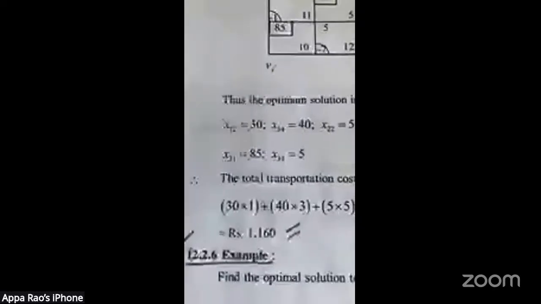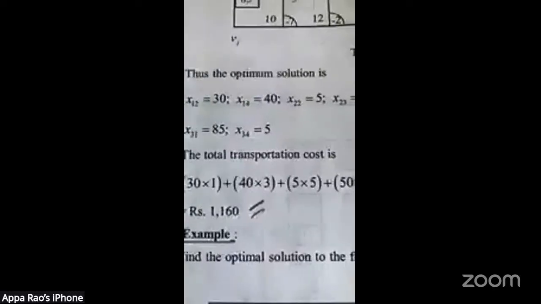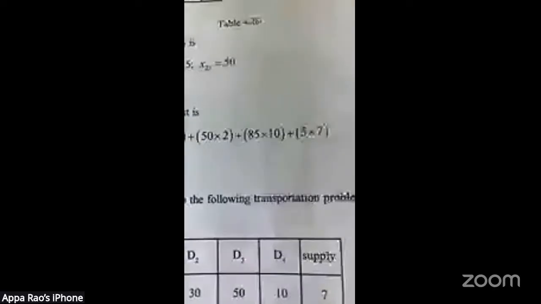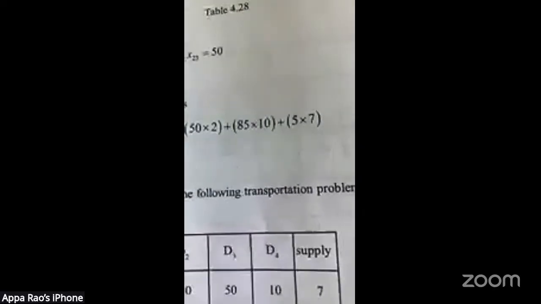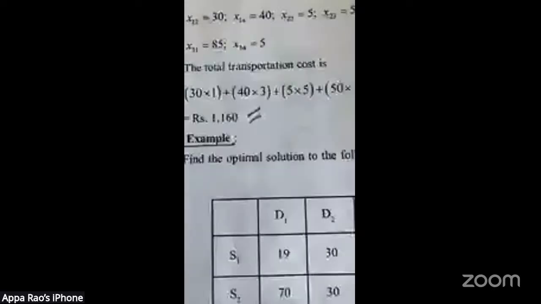So therefore, the total transportation cost is 30 into 1 plus 40 into 3 plus 5 into 5 plus 50 into 2 plus 85 into 10 plus 5 into 7, that equals 1160. Okay, what did we discuss today?